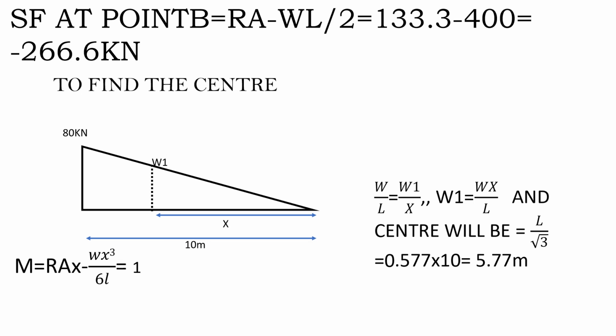and we find the moment where we take first weight times x power a times x over 6. So for a moment we take RA times x minus weight times x cubed over 6r, which will be equal to this, where we take 80 times 5.77 cubed over 6 times 10. So let's equal this.